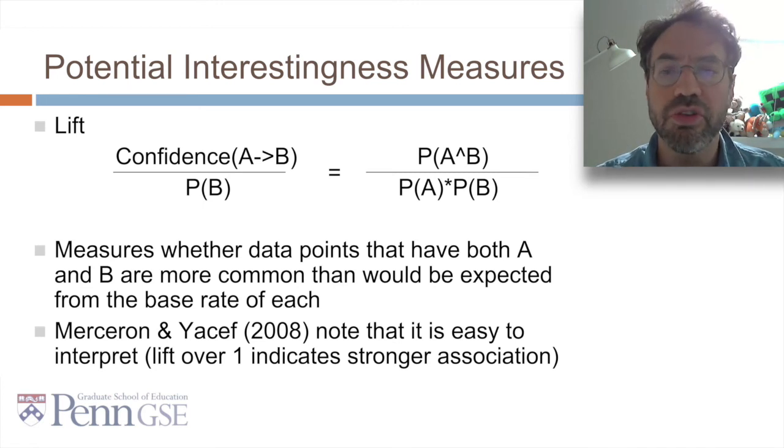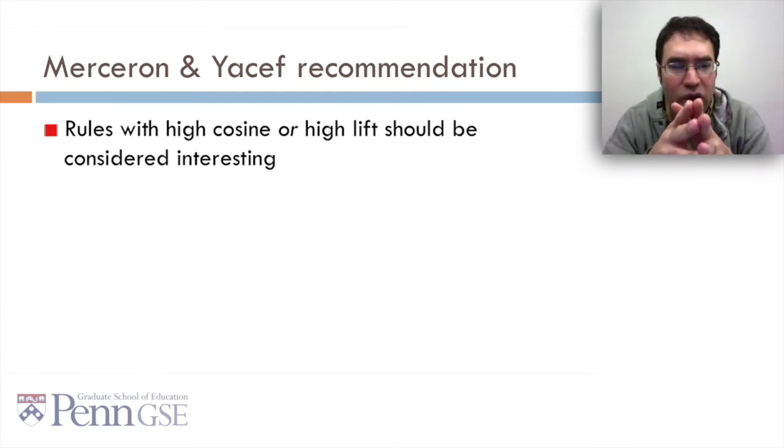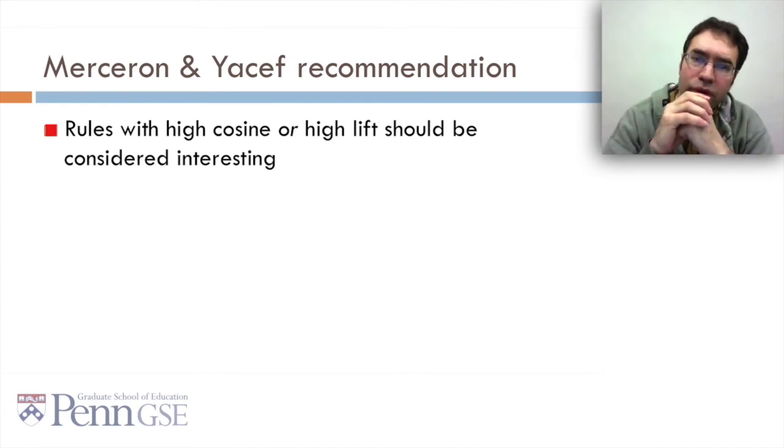And Merceron and Yosef note that lift is easy to interpret because anything above 1 indicates a stronger association. In fact, 1 just means that the probability of A and B is the same as their base rates multiplied together. So if it's over 1, then it means the probability of A and B is higher than you'd expect just from the probability of A and the probability of B taken alone. So their recommendation is that rules with high cosine or high lift should be considered interesting. And I've actually in my group had some results that seem to indicate that that's a pretty good rule of thumb. Works pretty well.